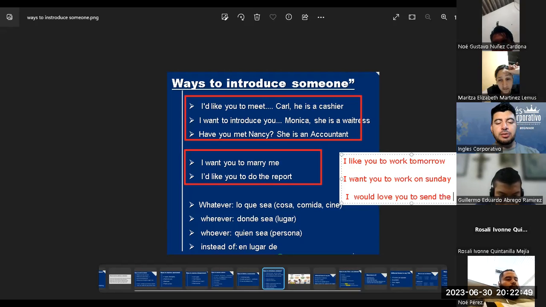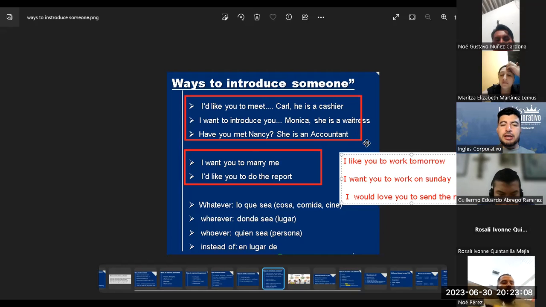Aquí no les están diciendo que les encanta a ustedes como personas, sino I love you, I would love you to send the report. Me encantaría que envíes el reporte. So, the compliment is very important. Y algo también para agregar.